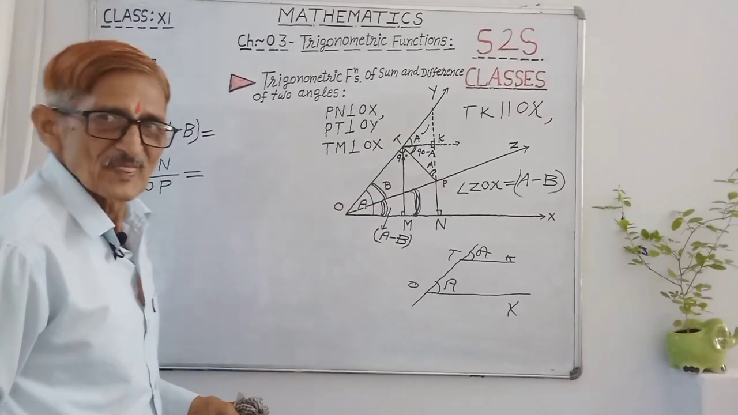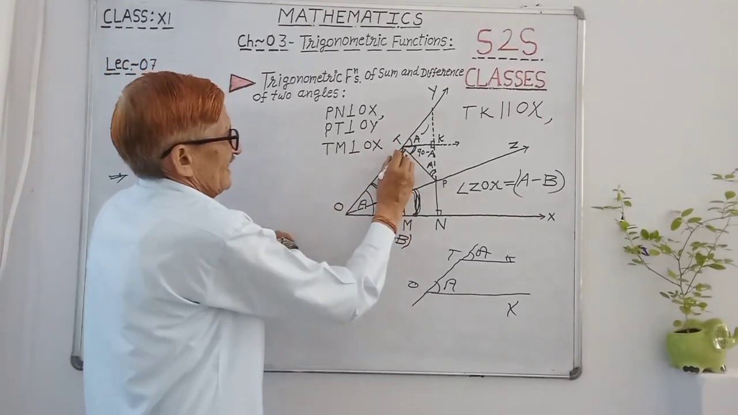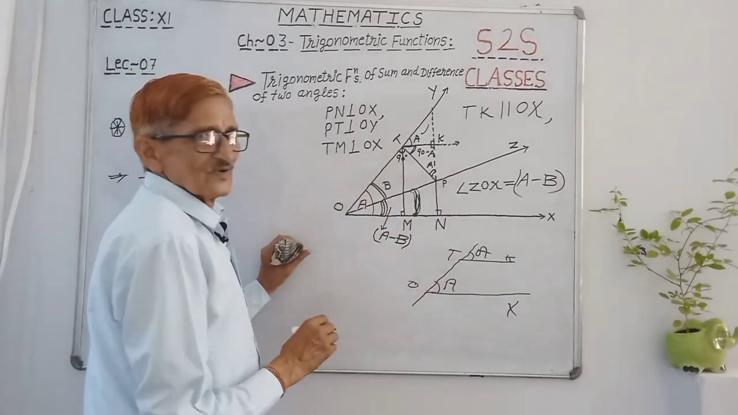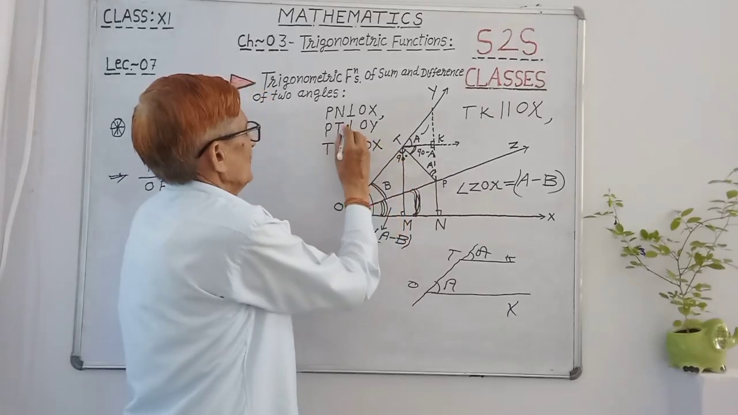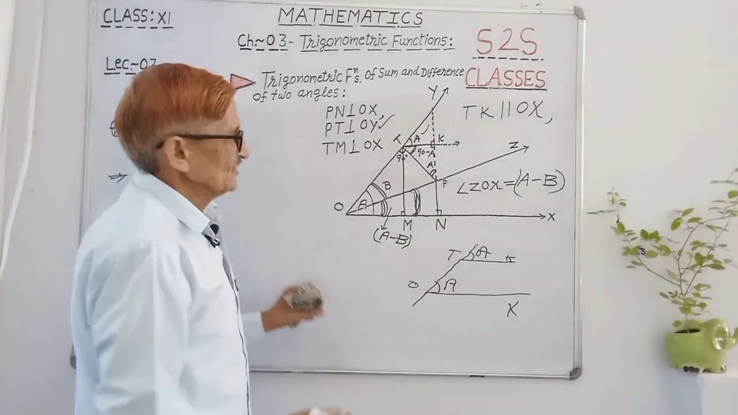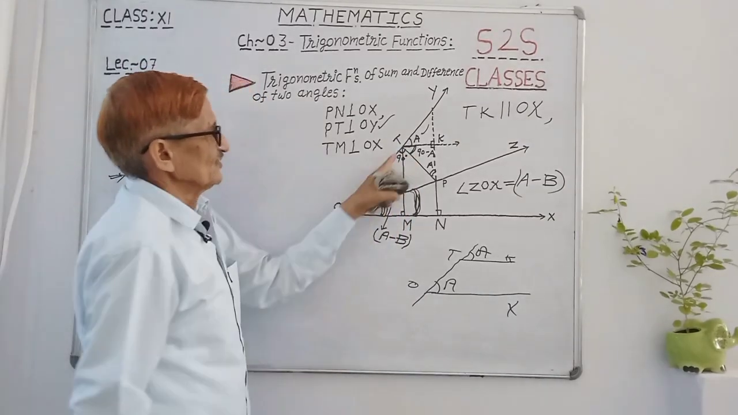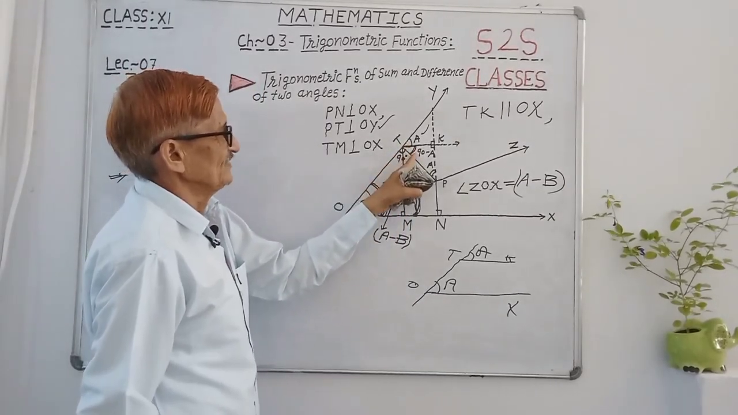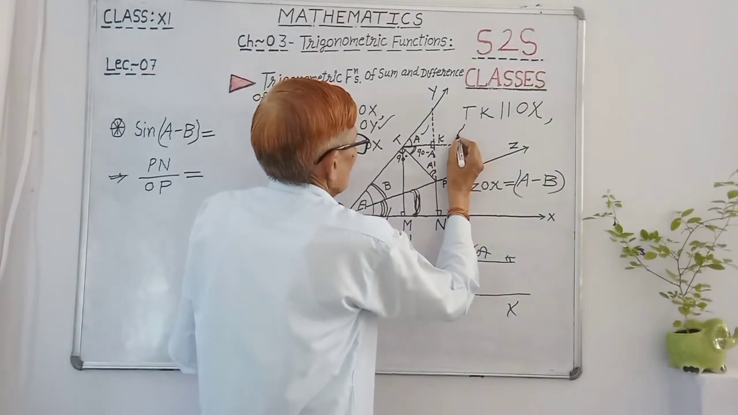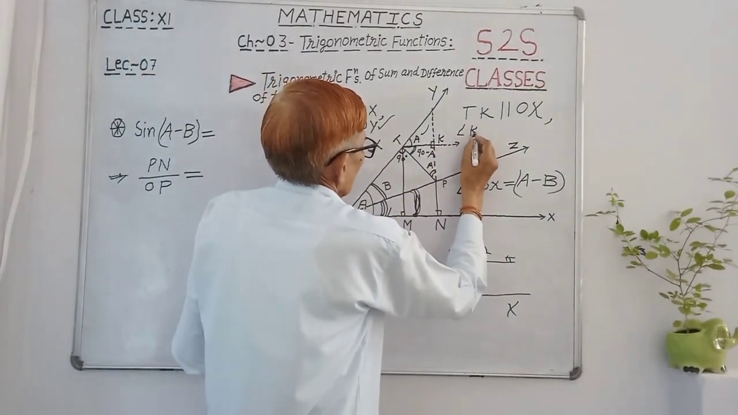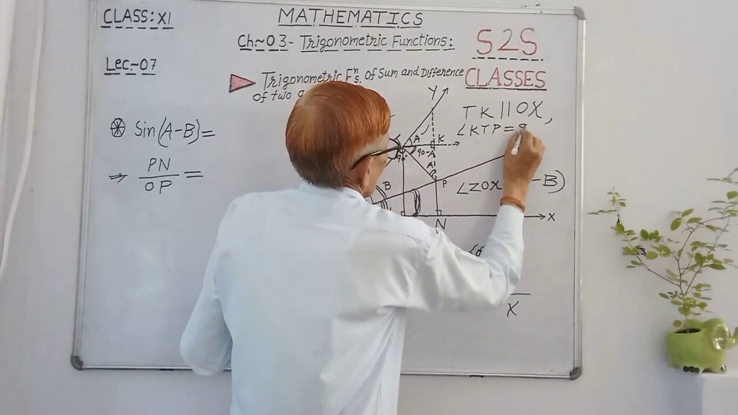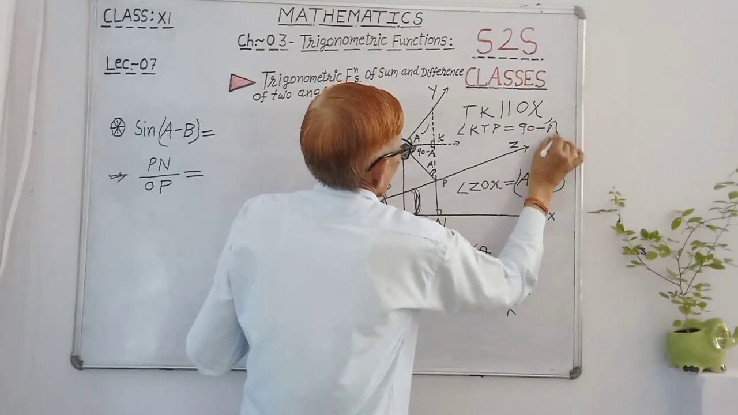Now after that, the full angle at the point T is 90 degrees because PT is perpendicular on OY. So the full angle is 90 degrees, so 90 minus A will be this angle KTP. So angle KTP is equal to 90 minus A.